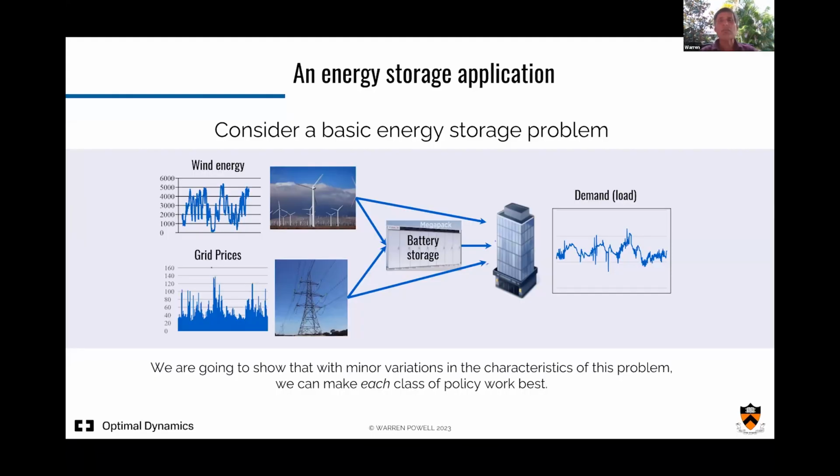Now, here's a little problem, a little energy storage problem that we made up. I can get energy from a wind farm or the power grid. Power grid, I assume, is an infinite source, but at very random prices. I'm serving a fairly predictable load, and I've got my Tesla Megapack in there to absorb all the variations.